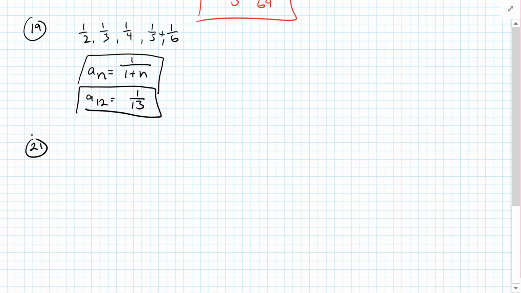21. Write an explicit formula and then find a of 12. Here's the order: 3, 7, 11, 15, 19. Well, the common difference is 4. My a of 1 is 3. So my explicit formula is a of n equals a of 1 plus d times n minus 1.